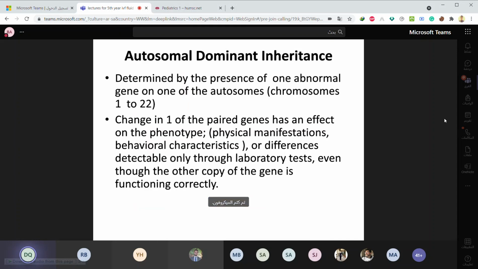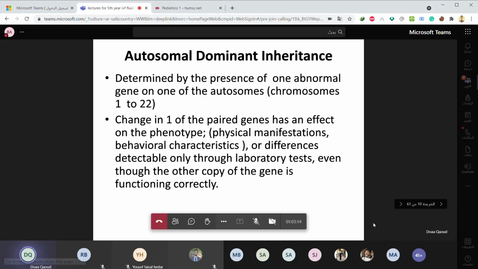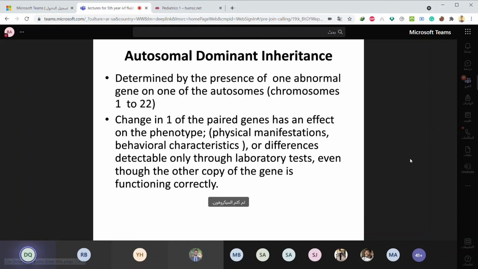In autosomal dominant inheritance, the disease is determined by the presence of one abnormal gene on one of the autosomes, the chromosomes from 1 to 22. A change in one of the genes has an effect on the phenotype, physical manifestations, behavioral characteristics, or differences detectable only through laboratory tests, even though the other copy of the gene is functioning correctly.